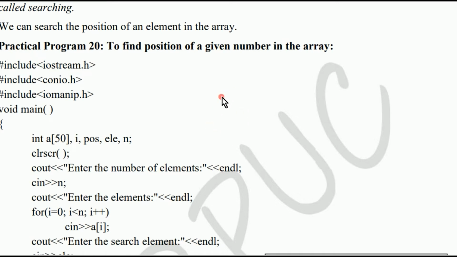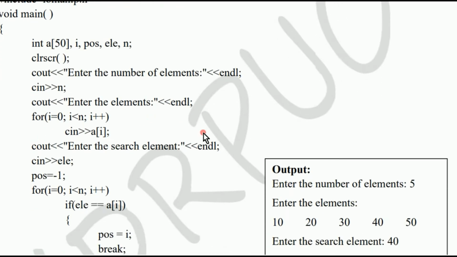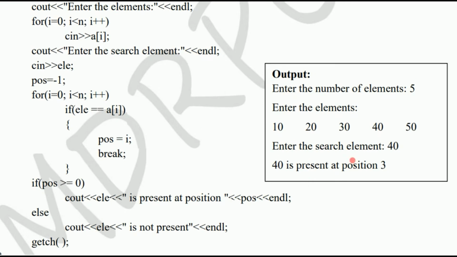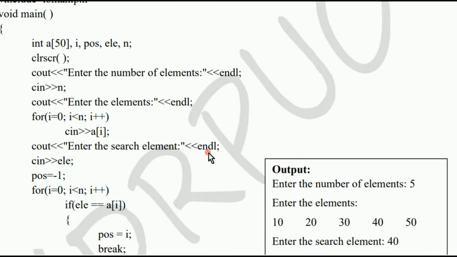Maybe we'll see an example here. Say 10, 20, 30, 40, 50 are the array elements, and we are searching for 40. Then it will display that 40 is present at position 3, since the positions are 0, 1, 2, 3. So how can we do this process? We will just see an example.